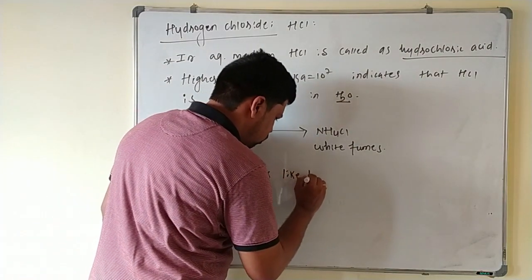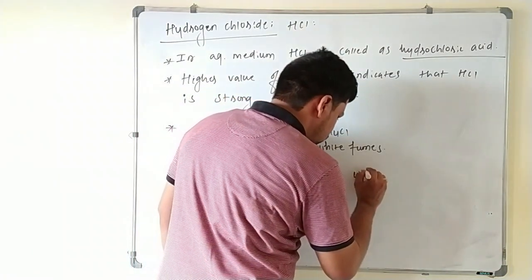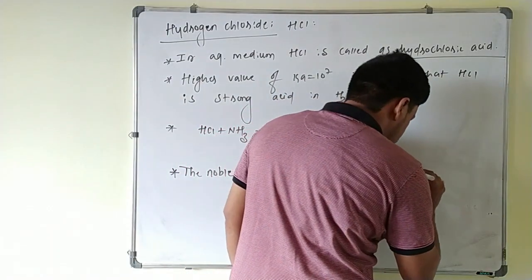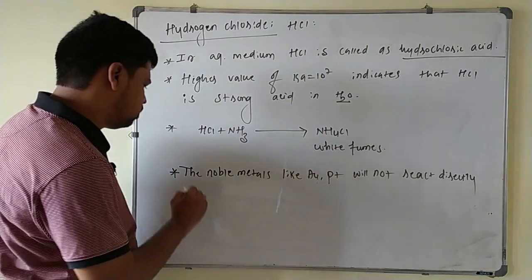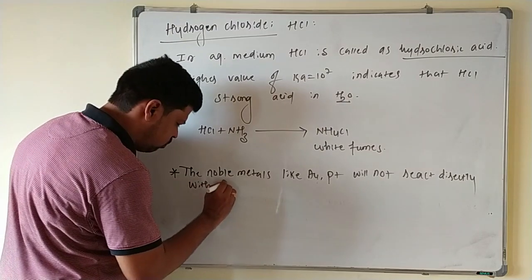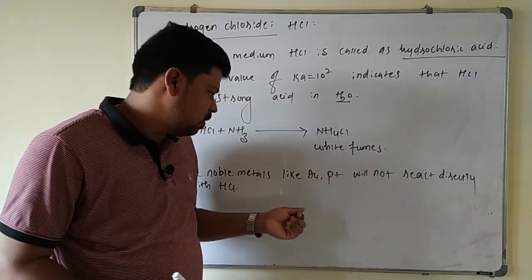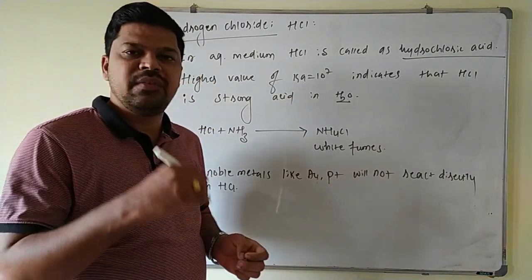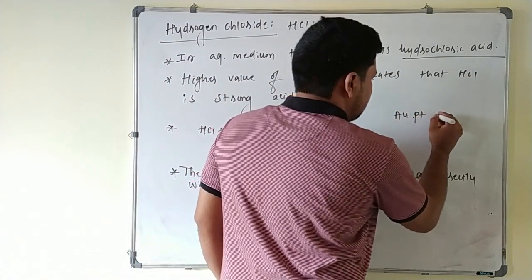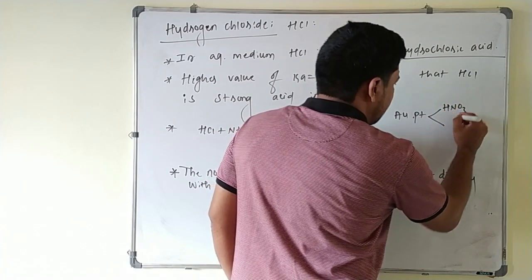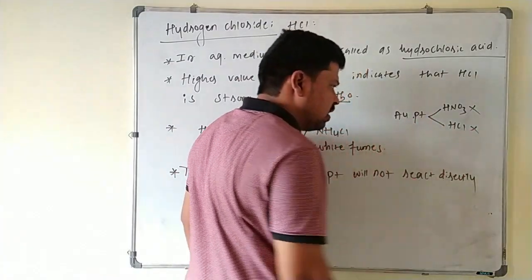Next point is the noble metals like gold, that is Au, and the platinum will not react directly with HCl. Already we know in group 15 nitric acid. So that also what happens here, these noble metals, if you take these noble metals gold or platinum, they will not directly react with HNO3 or HCl individually. Individually they will not react with HNO3 and they will not react with HCl.